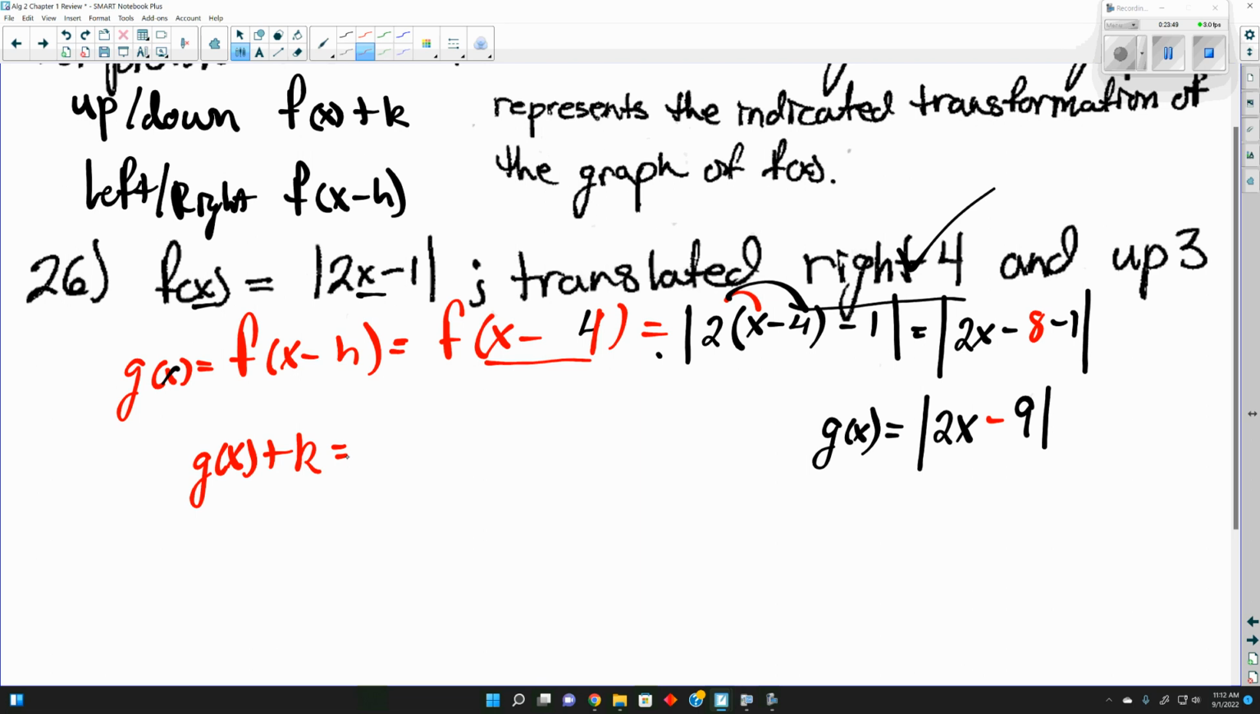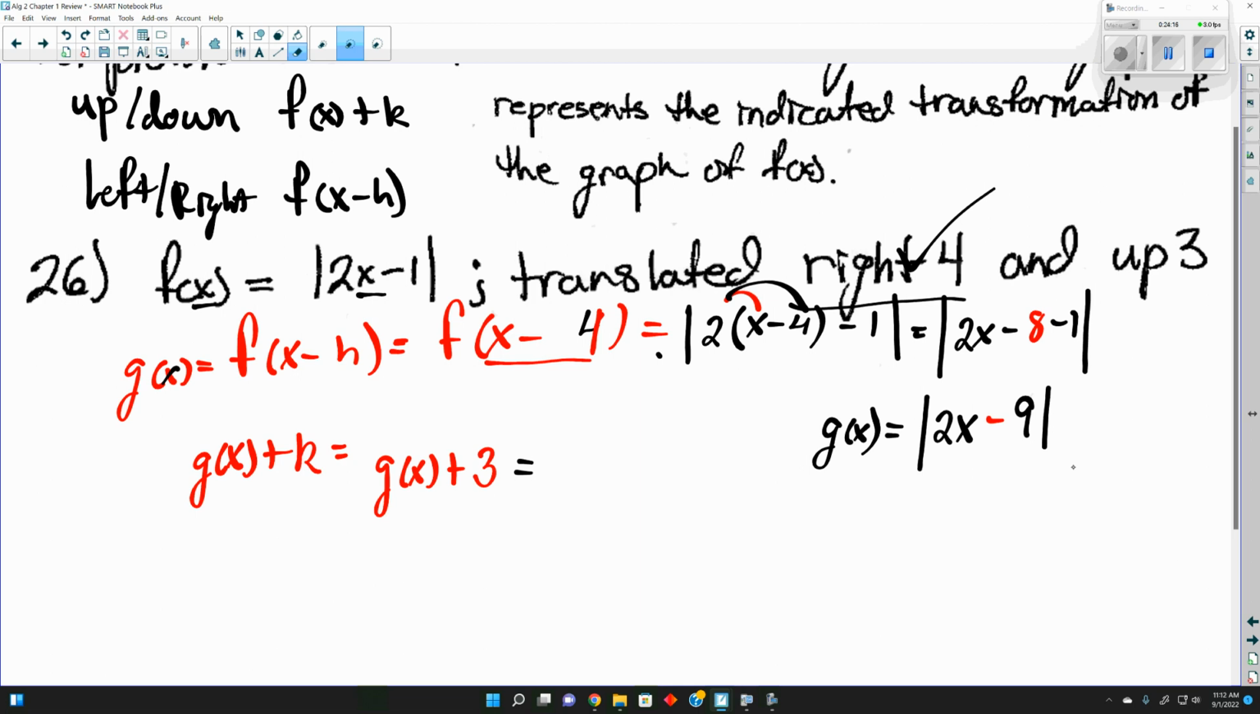Now for us here, how far are we moving it up or down? 3. And it is up, yes? So it would be plus 3. If it had been down 3, we would have put minus 3. Questions on this so far? Now what is our g of x?